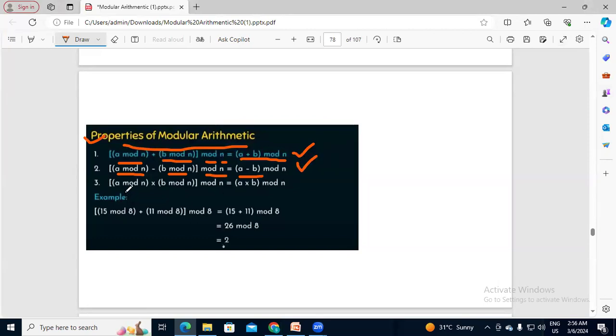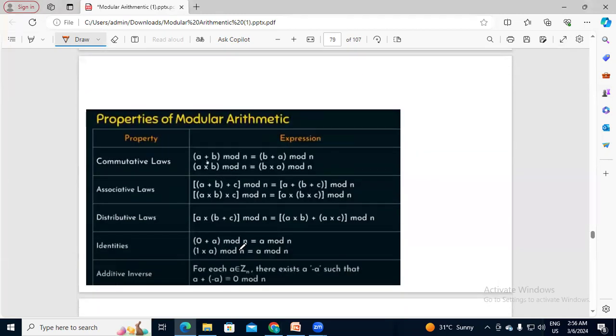In a similar way, for multiplication, (A mod n into B mod n), complete mod n can be written as (A into B) mod n. So for example, (15 mod 8 plus 11 mod 8), complete mod 8, can be solved as (15 plus 11) mod 8. So that's how you will be getting 26 mod 8. The result you will be getting is 2. So these are the properties of modular arithmetic.